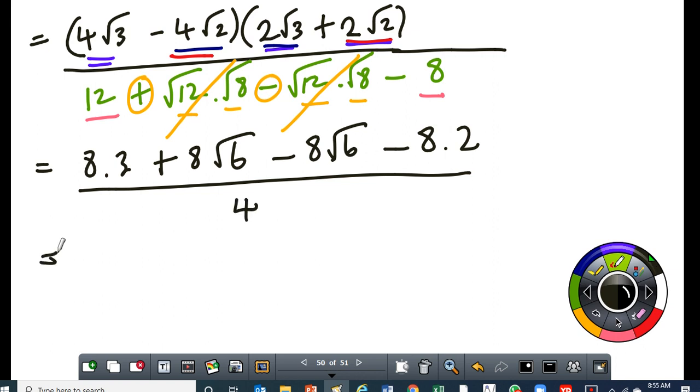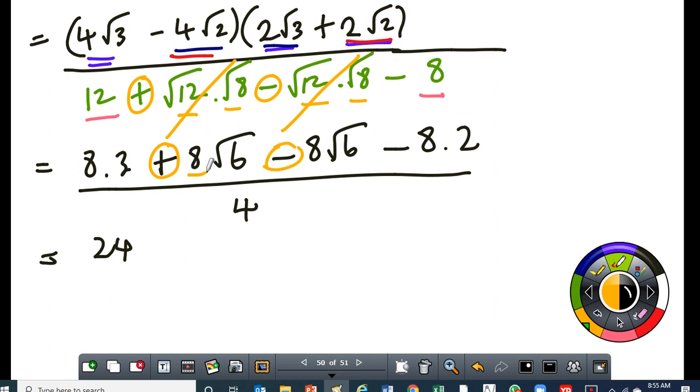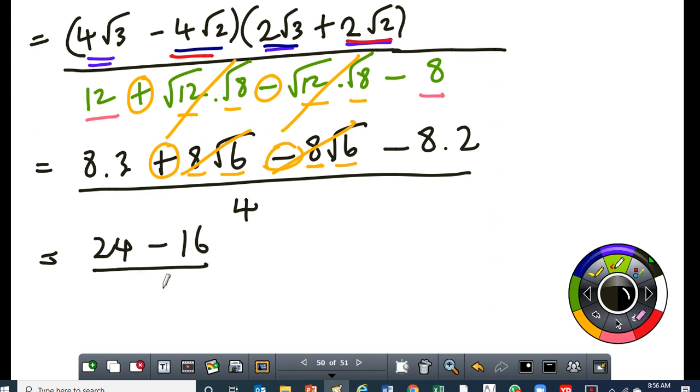Now I need to simplify further that numerator. Okay, 8 times 3 will give me 24. Now if you look at it here, you find that there's a plus here, there's a minus. The 8 outside the square root is the same, we've got a square root of 6, square root of 6. So these two are like terms, they cancel out. Okay, so I'm left with minus 8 times 2, which is 16 over 4. So you end up having 8 over 4, which means the answer is going to be a 2.